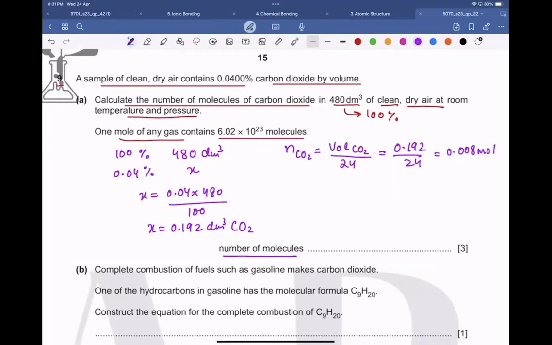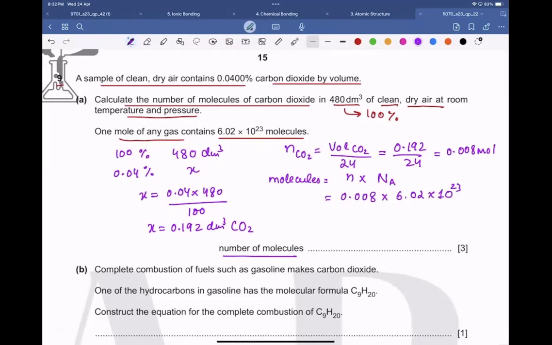Now I need to turn this into the number of molecules. The number of molecules means the number of particles. To find the number of particles, what will we do? We will multiply the number of moles by Avogadro's number, right? The number of moles of carbon dioxide is 0.008 multiplied by Avogadro's number, which is 6.02 exponent 23. On multiplying this, you will get the number of molecules. Can anyone tell me the answer?